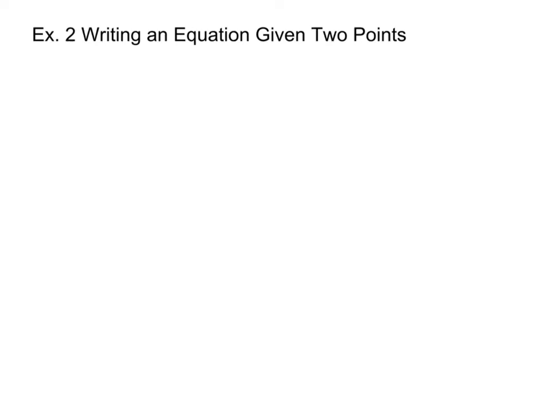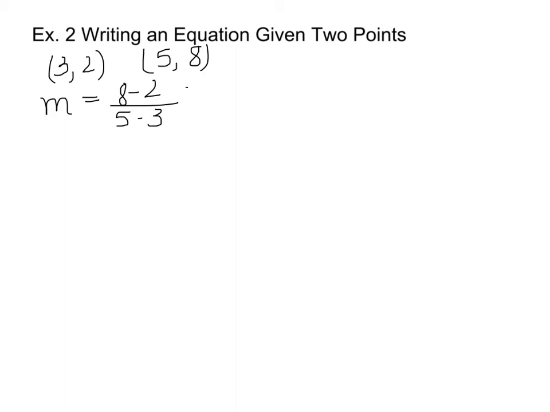Now what happens if they ask you to write an equation and they give you 2 points? For example, 3, 2, and 5, 8. So the first thing you want to do is find the slope, because you need a slope. So we're going to use our slope formula. y2 minus y1 over x2 minus x1. And you're going to get 6 over 2, which is equal to 3.